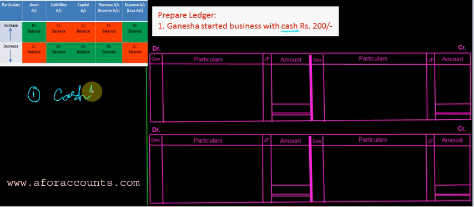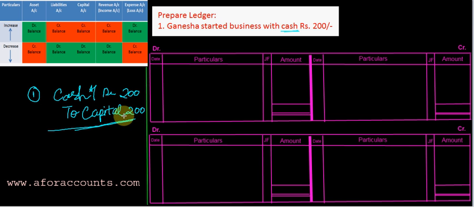Cash account debited, 200, to what? Capital. Started business with cash, so capital also increases, credited, 200. This is my entry and I will do the posting of this entry into the ledger. So which two ledgers do I have to prepare here? It is the cash ledger and it is the capital ledger. These two ledgers have to be prepared.